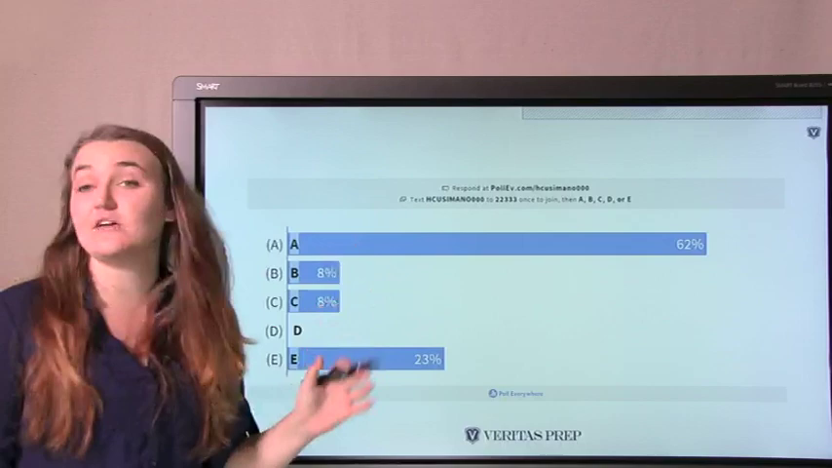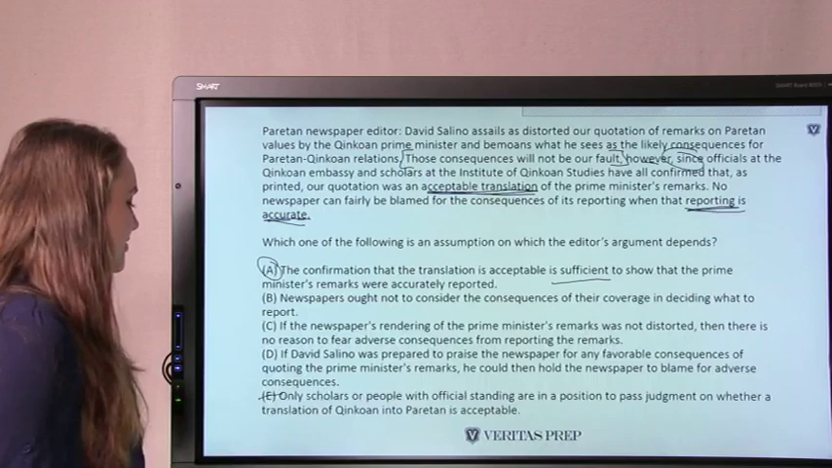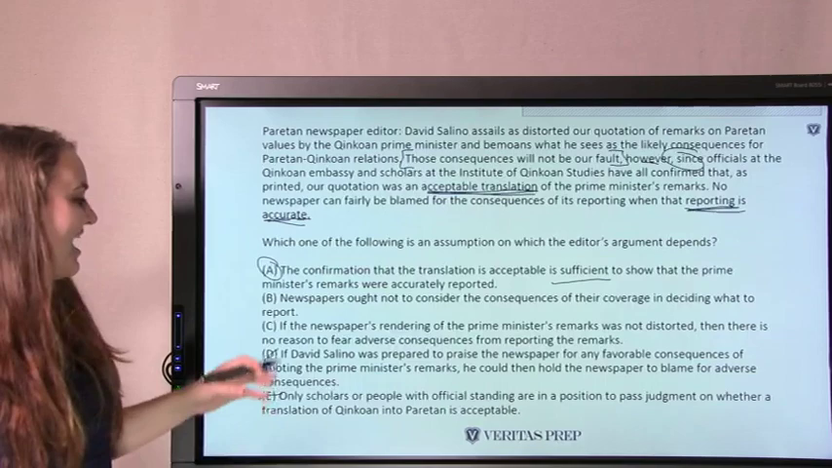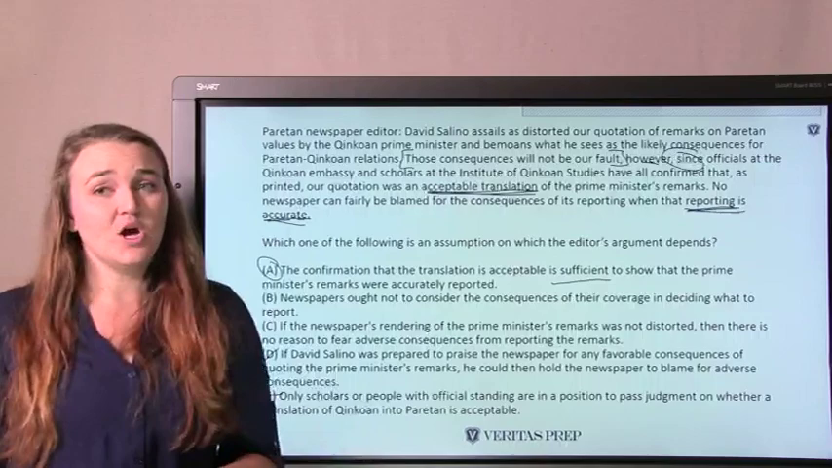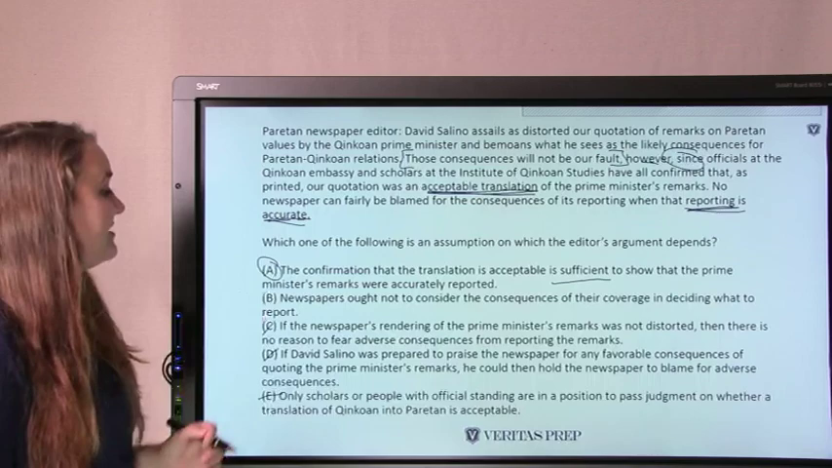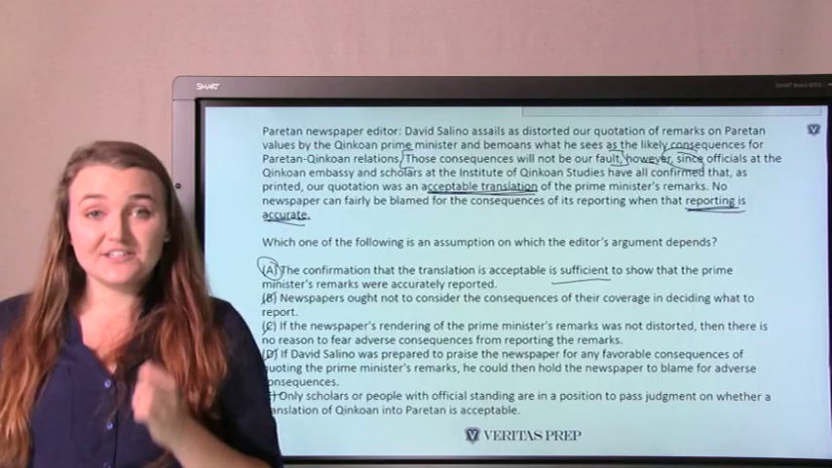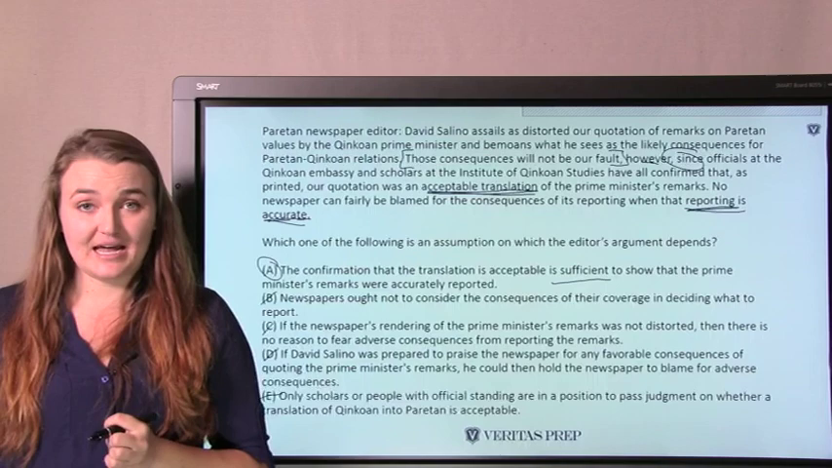But as we move forward, whether or not only scholars or people with official standing can pass judgment doesn't matter to us here. Whether he was prepared to praise the newspaper is certainly out of scope. If the newspaper's rendering was not distorted, then there's no reason to fear consequences. We're not worried about whether or not we can fear consequences. We're contesting whether or not they're our fault, right, from the perspective of the newspaper editor. And that newspapers ought not consider the consequences is also completely irrelevant to the argument at hand. So whether you got there by process of elimination or by identifying the one that must be true in order for the argument to make sense, the others don't have to be true.